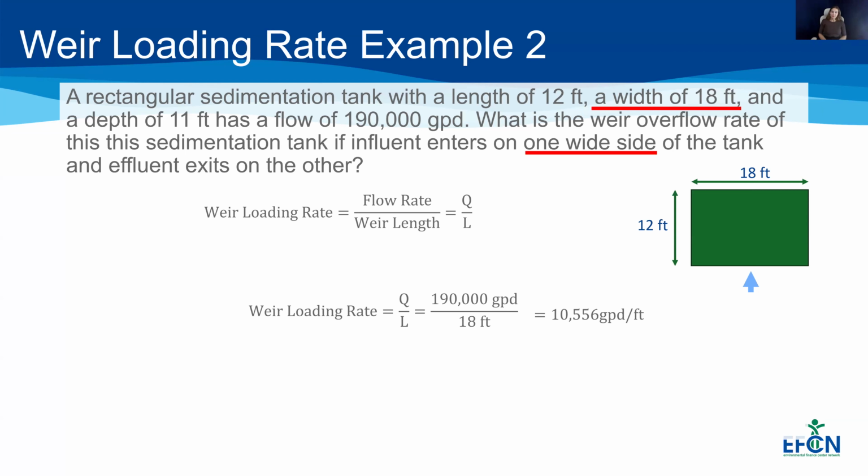Now, you may look at this and notice that there were some dimensions in there that we didn't necessarily use, such as the length of 12 feet and the depth of 11 feet. These are going to be used to calculate other types of design parameters, but for this equation, we didn't need them. That's something we want to practice as well when we're getting ready for our certifications: being able to filter out when we do and do not need certain pieces of information. Okay, so that's our second example of a weir loading rate.